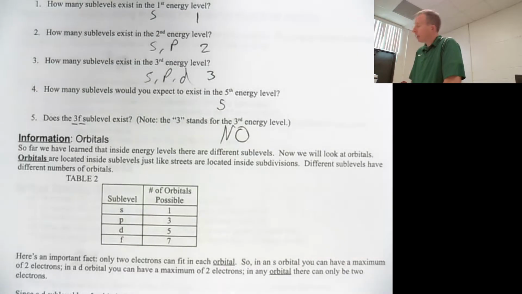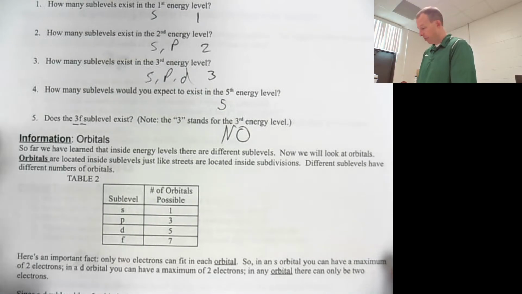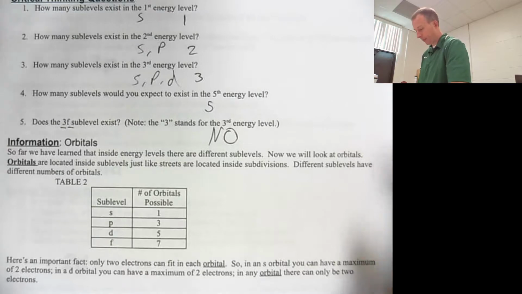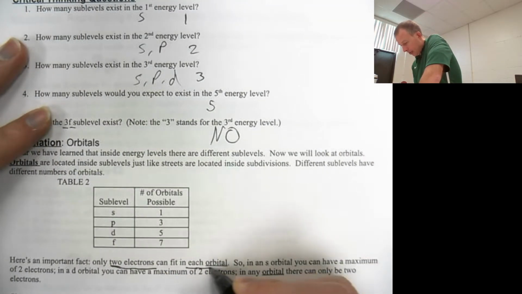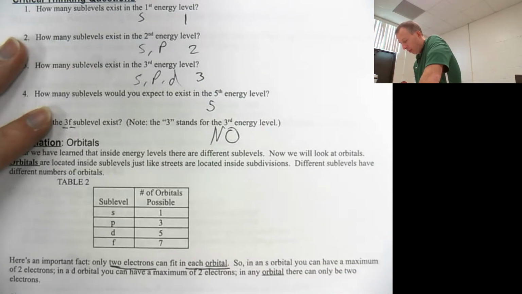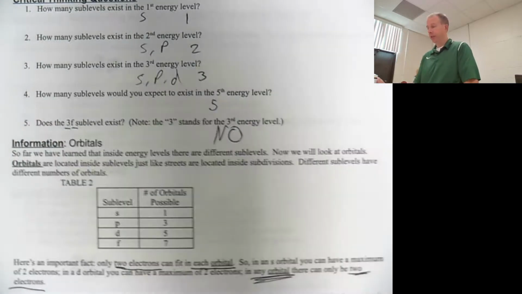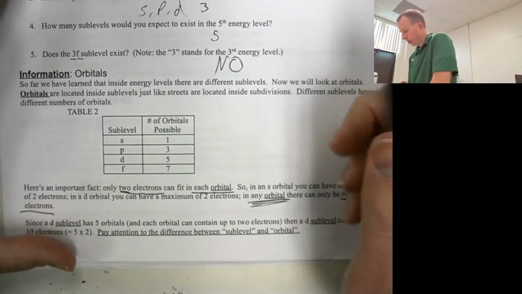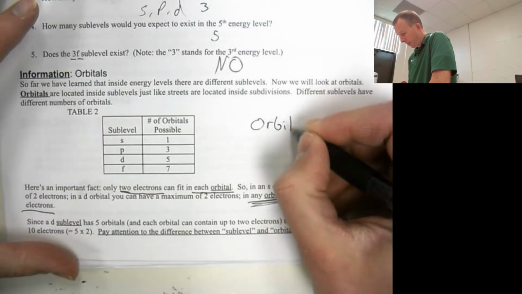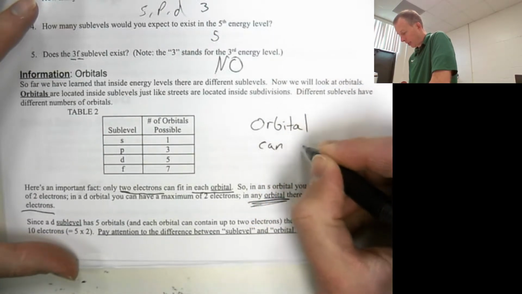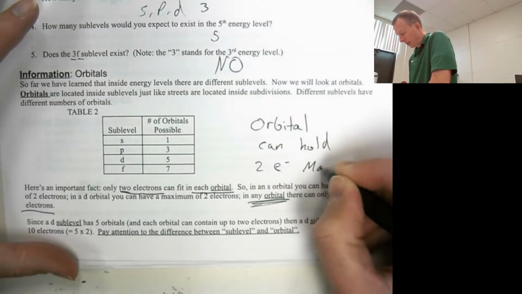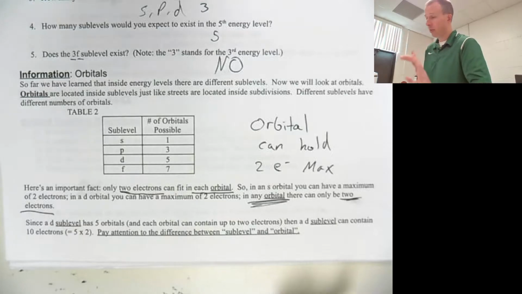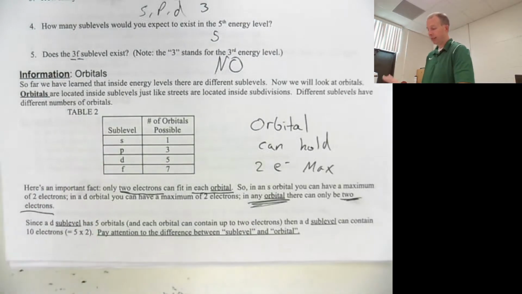Now, a couple key things to remember about this. Super important things. 2 electrons in each orbital, no matter what. Any orbital, 2 electrons. So an orbital can hold 2 electrons max. There can be 1, but there can be no more than 2, whether it's an S, a P, a D, or an F.